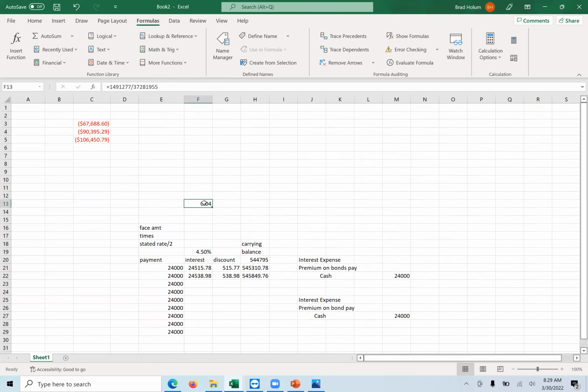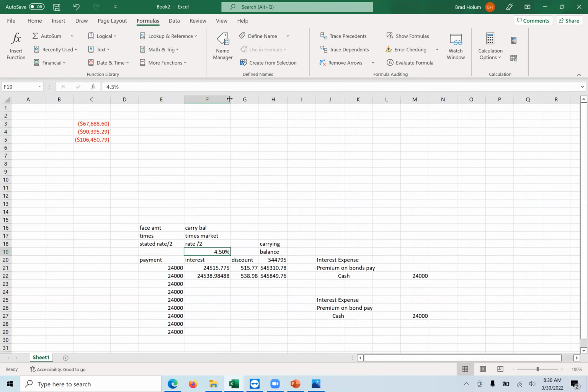The interest is going to be calculated by the carrying balance times the market rate divided by 2. The reason we divide that by 2 is we want to come up with the interest for the period only. And since there are 2 periods in a year, we're going to divide that by 2, because remember, the market rate is always figured out in terms of the annual interest rate.